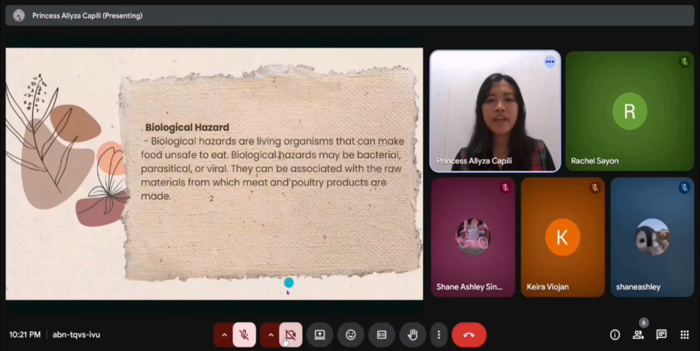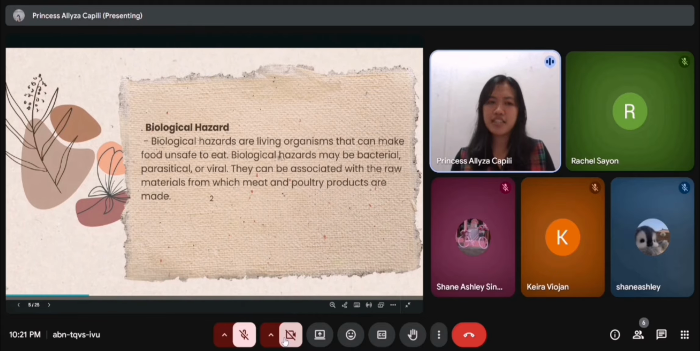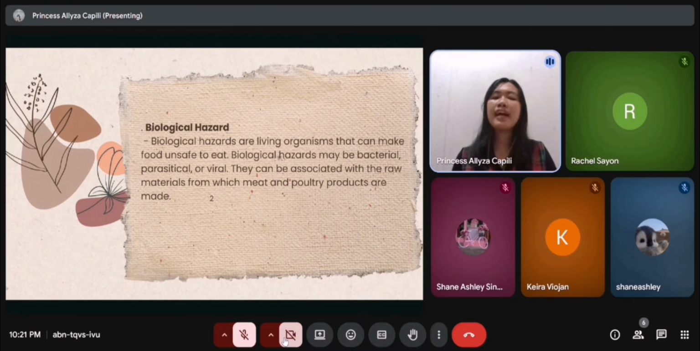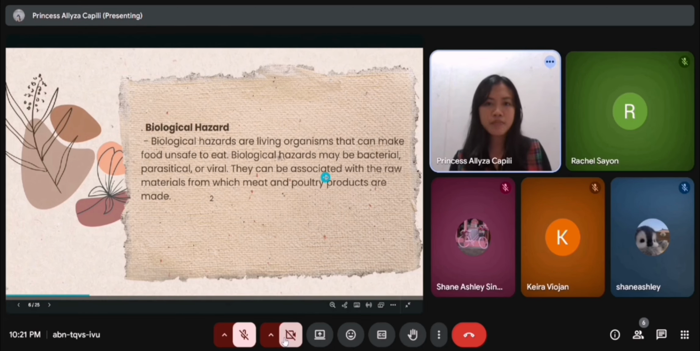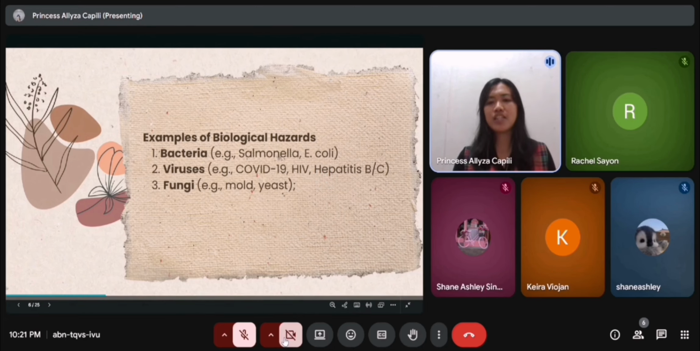First one is the biological hazard. Ito yung mga tiny living things that can contaminate food. Madalas itong nanggagaling sa raw meat at poultry. For example, bacteria, viruses, and fungi.